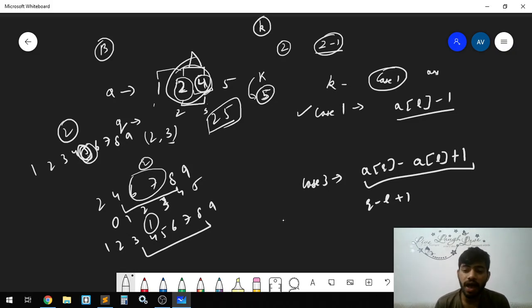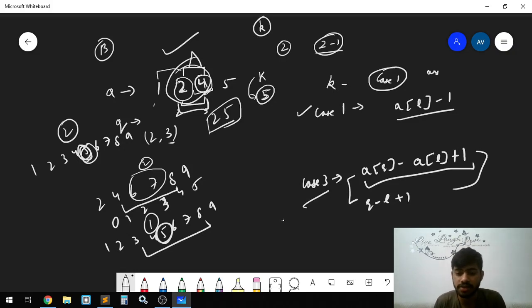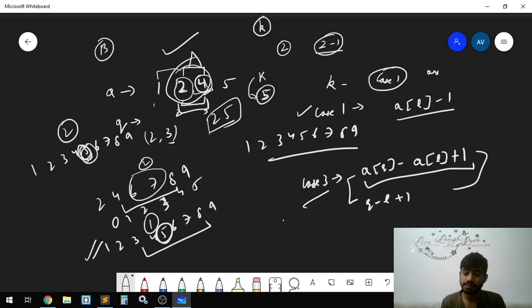And when I subtract these two equations, I will get the number of remaining elements that are not present in my given subarray. You got it? It's not that difficult. In case 3, I'm just finding the number of elements that are not present in the given subarray, but that can be present if the array is something like this. If my array is 1 2 3 4 5 6 7 8 9, then there are possibly more elements, right?